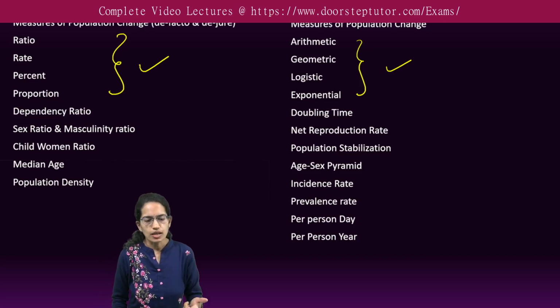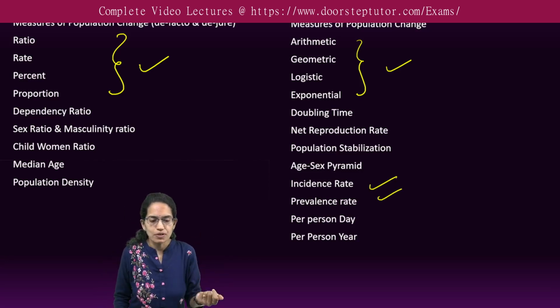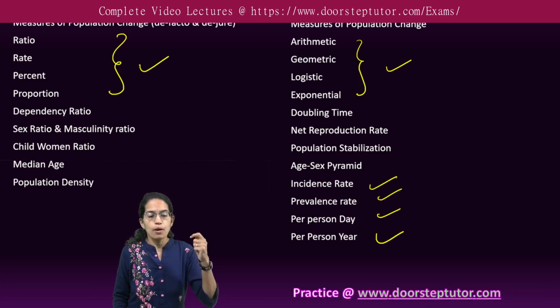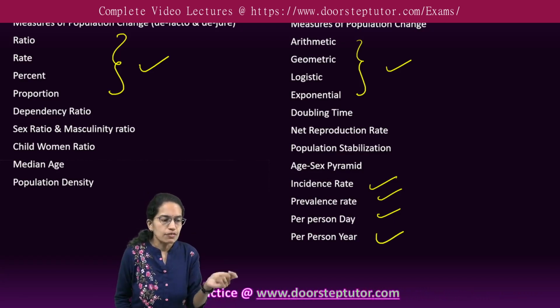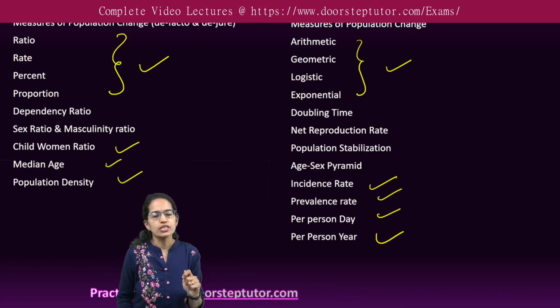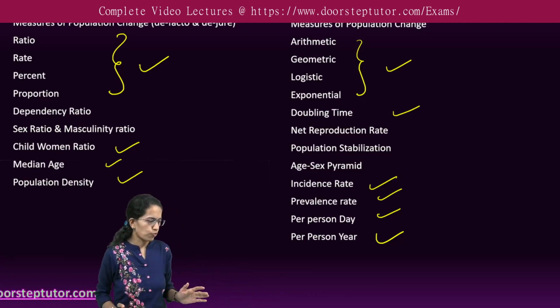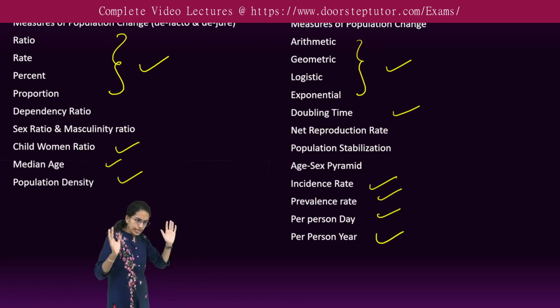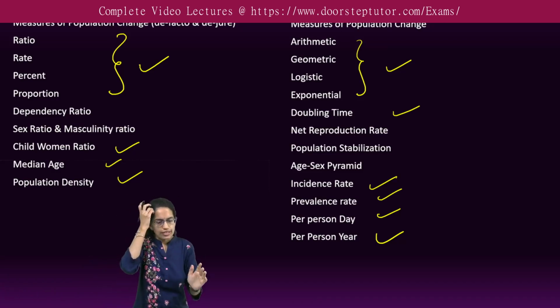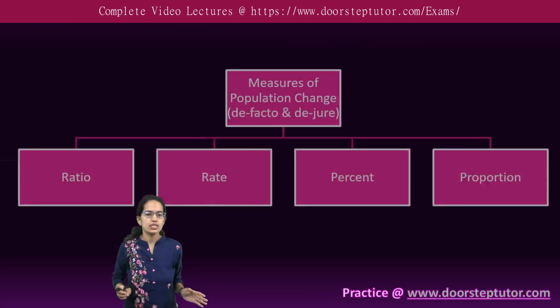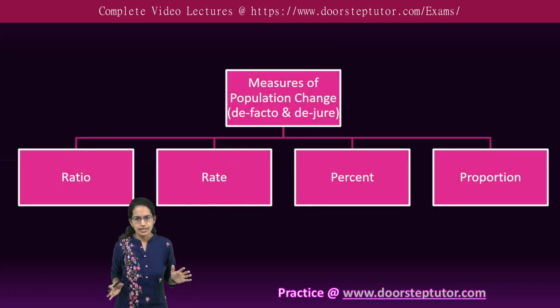We would be talking about terms like incidence rate, prevalence rate, per person day, per person year, child women ratio, median age, population density, doubling time, dependency ratio, so on and so forth. So that would be the agenda for this lecture. So as we proceed, we would discuss each of these terms in a quick manner, right?